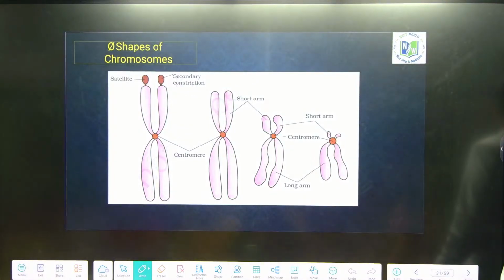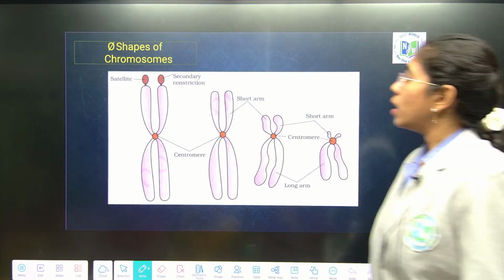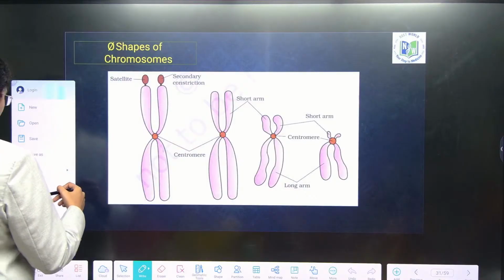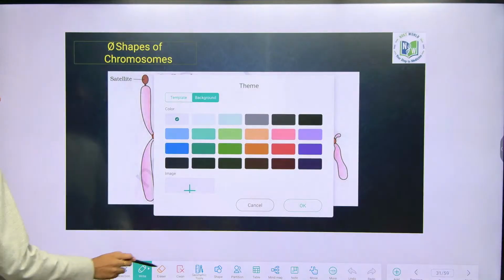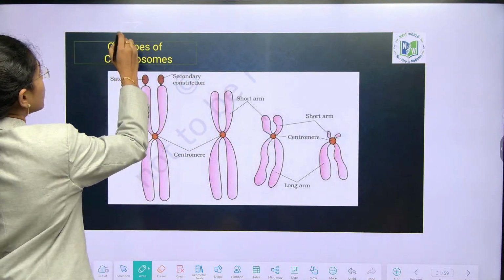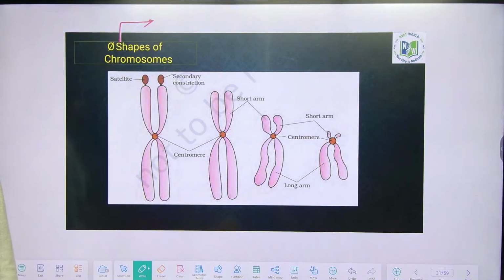Now, shapes of chromosomes. We have four different shapes of the chromosomes. In which phase are the shapes clearly visualized? Metaphase? No, anaphase. The structure is clearly visible under the microscope during metaphase, but the shapes of the chromosome are seen during anaphase.